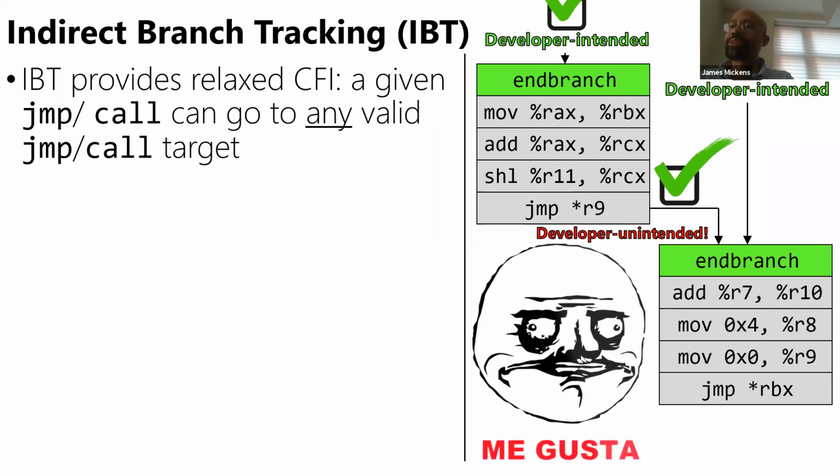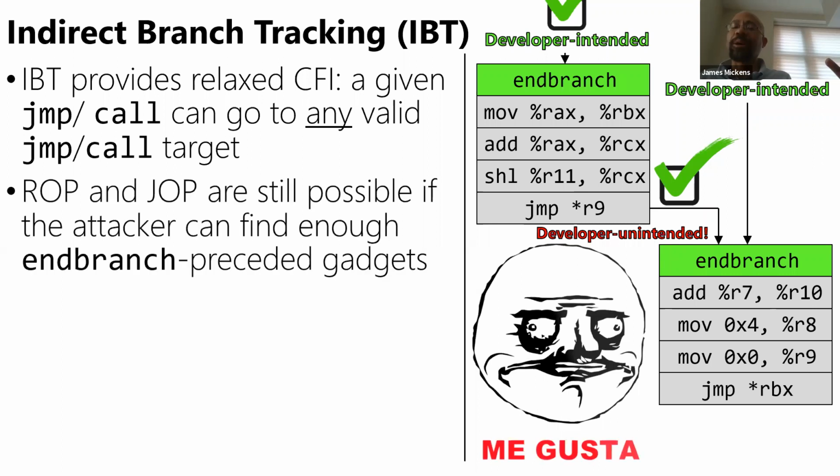If you're the attacker, you might think to yourself, "me gusta mucho." Because if you look at this stuff, you might say, well, maybe there's still a possibility to do ROP or JOP if the attacker can find enough endbranch-preceded gadgets. I haven't seen any research on whether this is actually the case. Intel does admit, to its credit, that IBT is relaxed CFI, so it's not going to prevent all types of attacks. But suffice it to say, even though this is relaxed CFI, this does significantly raise the difficulty bar for attackers to launch these types of control flow attacks.